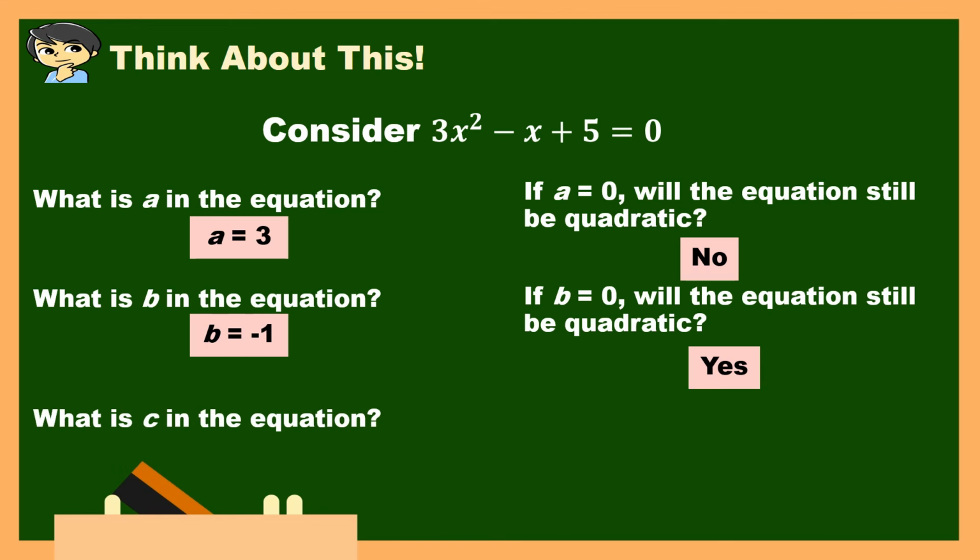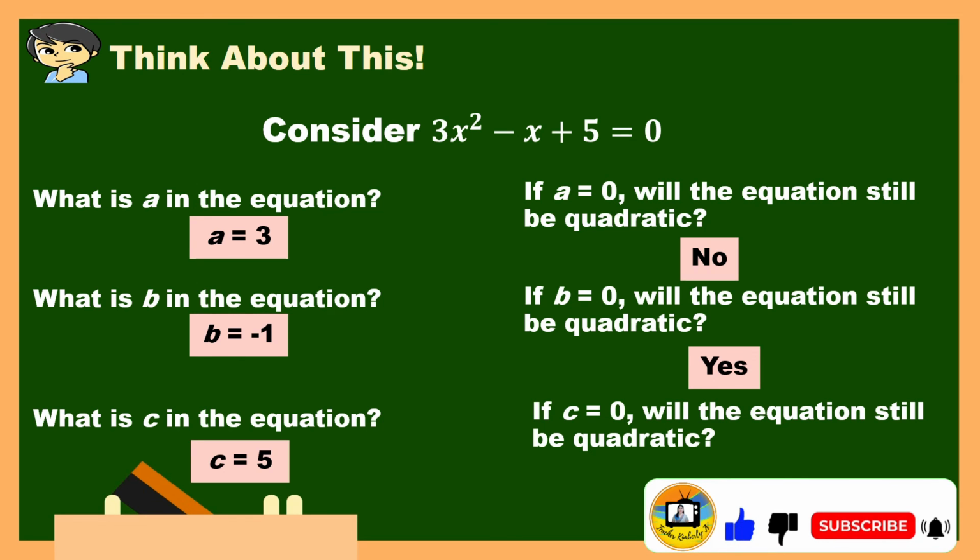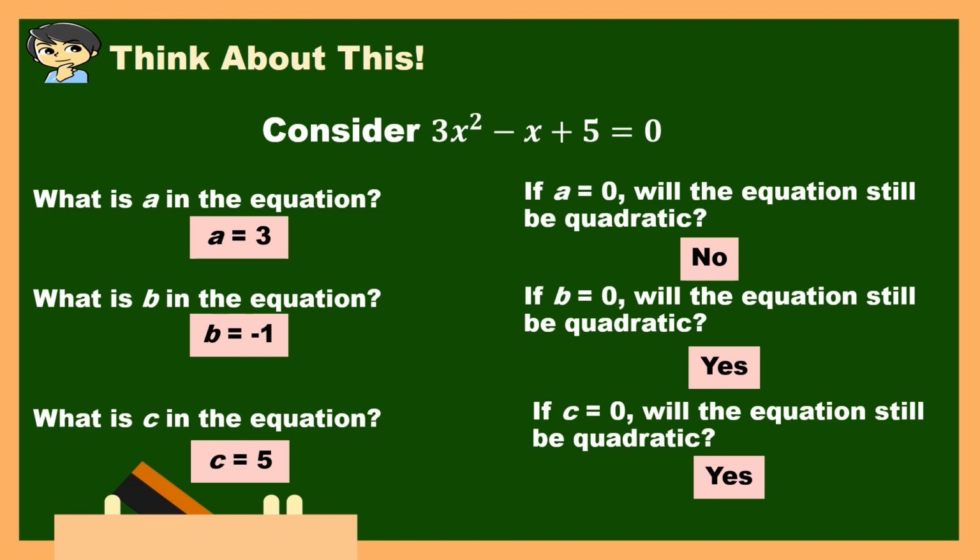Next question. What is c in the equation? Okay, ang c naman dito ay ang ating constant term, and the value of c is equal to 5. If c is equal to 0, will the equation still be quadratic? Of course, the answer is yes. Kasi quadratic equation pa rin siya, but in the form of ax squared plus bx equals 0. Ang nawala lang ay ang value ni constant term.